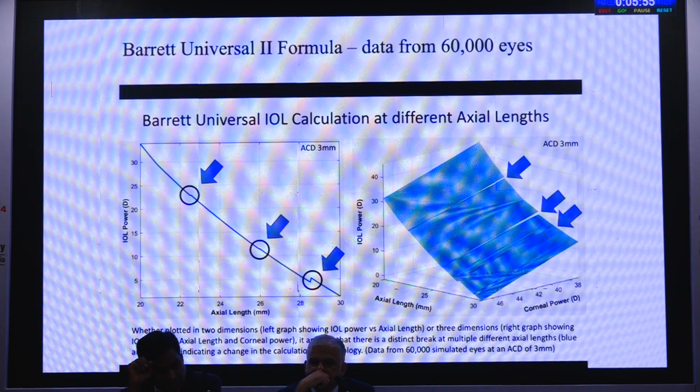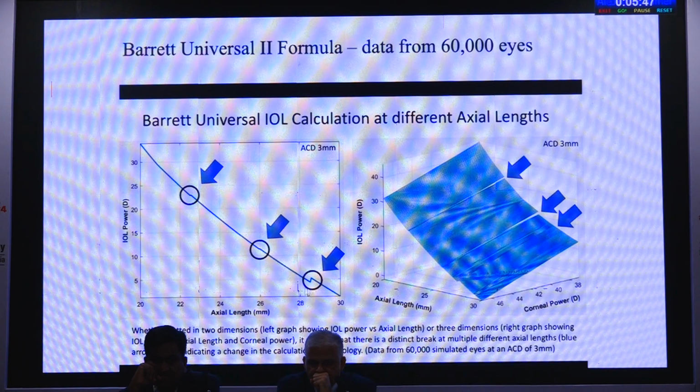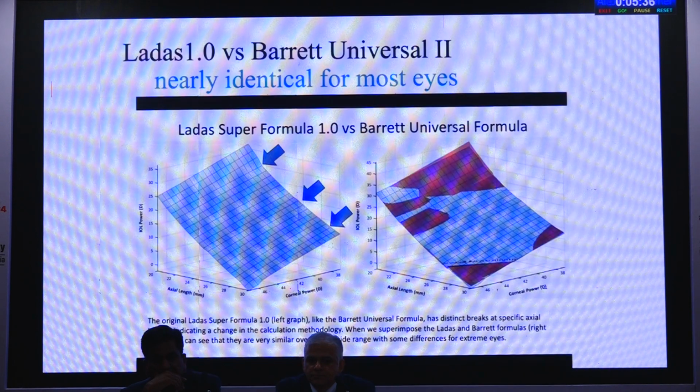And so if you look at Barrett Universal 2, we have 60,000 eyes through Barrett. You see these breaks right here? Obviously, at different axial lengths, Barrett's changing the formula, doing a different formula. He hasn't published what the formula exactly is, but we have hundreds of thousands of eyes of his Barrett formula, so I can back calculate the whole thing. And so this is the graph of it all back calculated. You can see there are breaks here at various axial lengths.